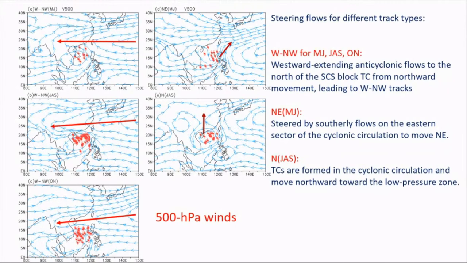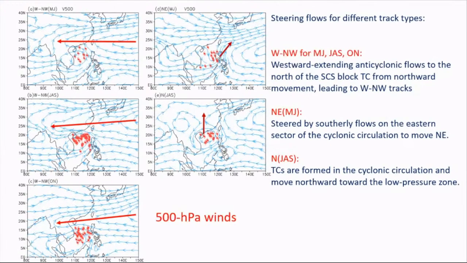TCs tend to form within the cyclonic circulation over the South China Sea. And then this cyclonic circulation is paired with an anti-cyclonic circulation to the north. So after formation, this TC is blocked by this anti-cyclonic circulation to the north, and so this TC cannot move northward. On the other hand, the easterly flow over here tends to still drive this TC westward or northwestward. So we can see the appearance of the anti-cyclonic circulation flow in July-September, and then in October and November.